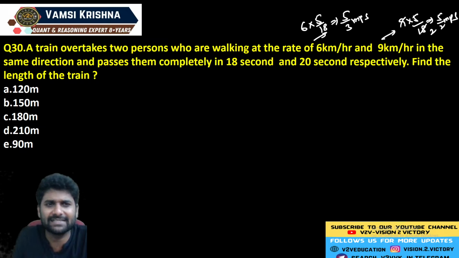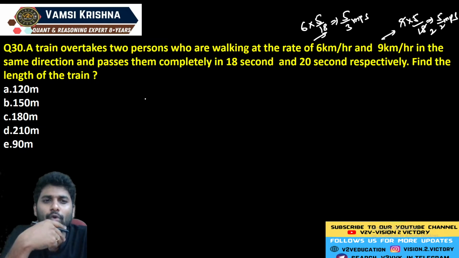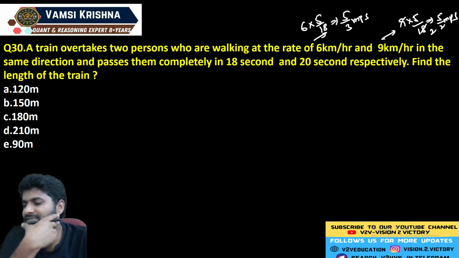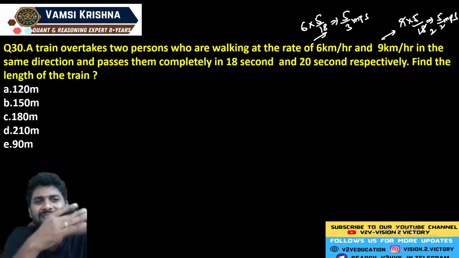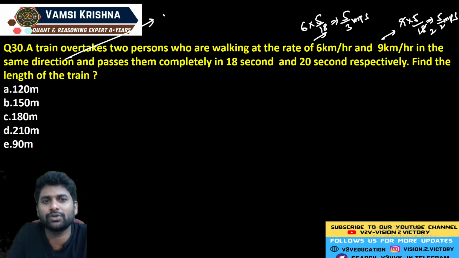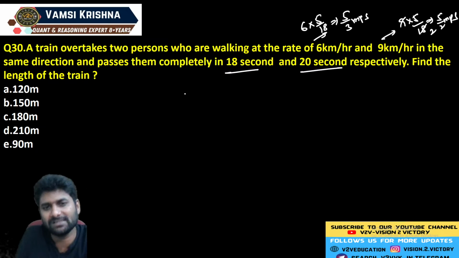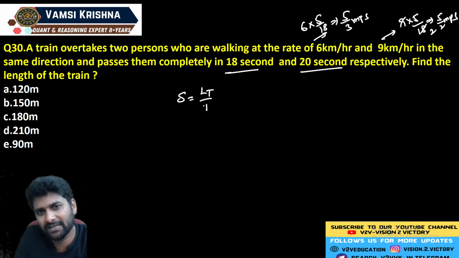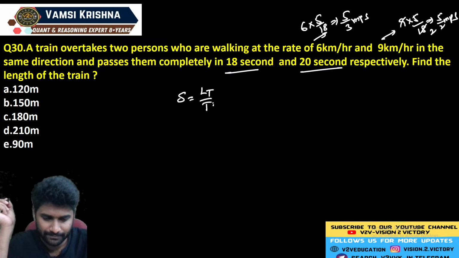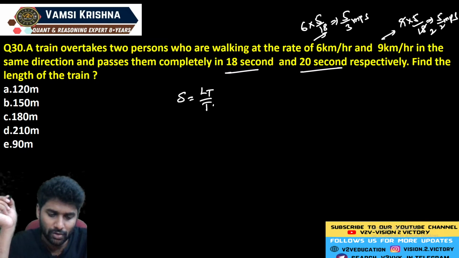So just convert it. If a train overtakes two persons who are walking at the rate of 6 km per hour and 9 km per hour in the same direction, relative speed is u minus v kilometer per hour, and passes them completely, it takes 18 seconds and 20 seconds respectively. Find the length of the train. Now guys, speed is equal to length of the train divided by time. Now go through the question here.